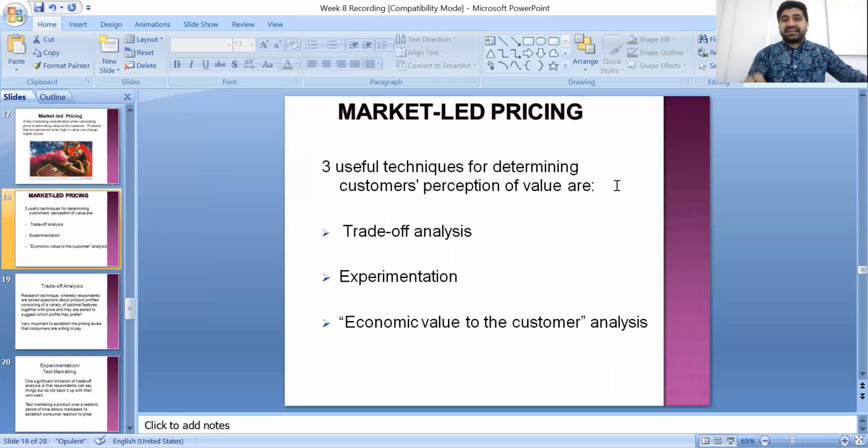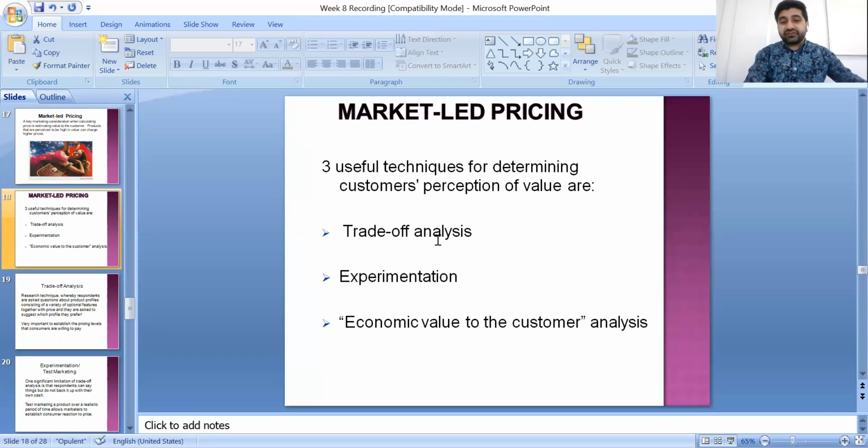So in market-led pricing, there are three different techniques for determining the customer's perception of value. Number one, trade-off analysis. Number two, experimentation. And number three, economic value to the customer analysis. So these are three different techniques. Based on these techniques, we fix the price.